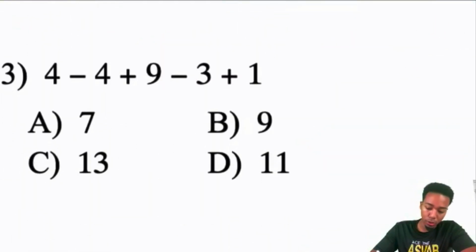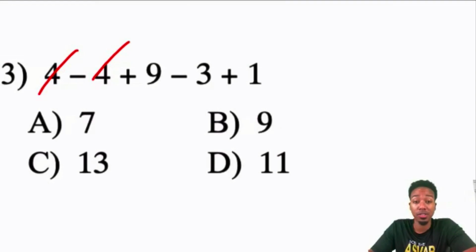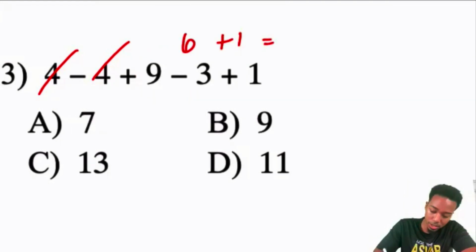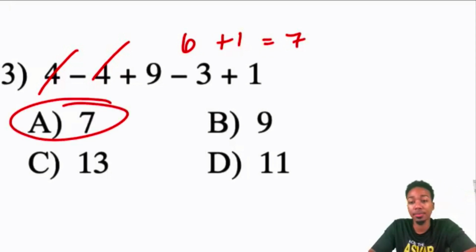So here, this is straight up addition and subtraction. So automatically what I see in the beginning is cancellation. 4 minus 4, that's a 0. Then we have 9 minus 3, which is 6. And that's 7. That's A.